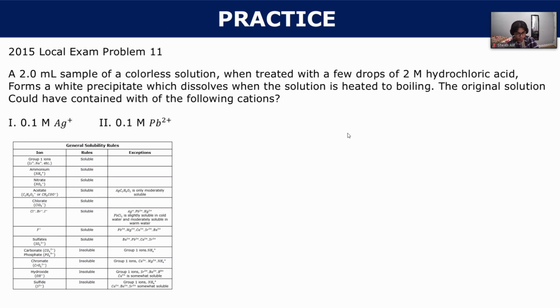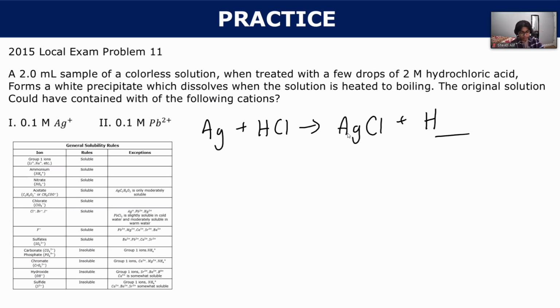So let's look at one, Ag, and we have HCl. So that's going to produce AgCl and hydrogen. Well, we know it's going to contain Ag, so hydrogen plus something else, whatever. But what we really care about is the AgCl right here. And AgCl from our solubility rules is going to be insoluble. Ag is one of those exceptions right here. And that means we are going to form a precipitate. But before we jump to conclusions, let's look at the second one too.